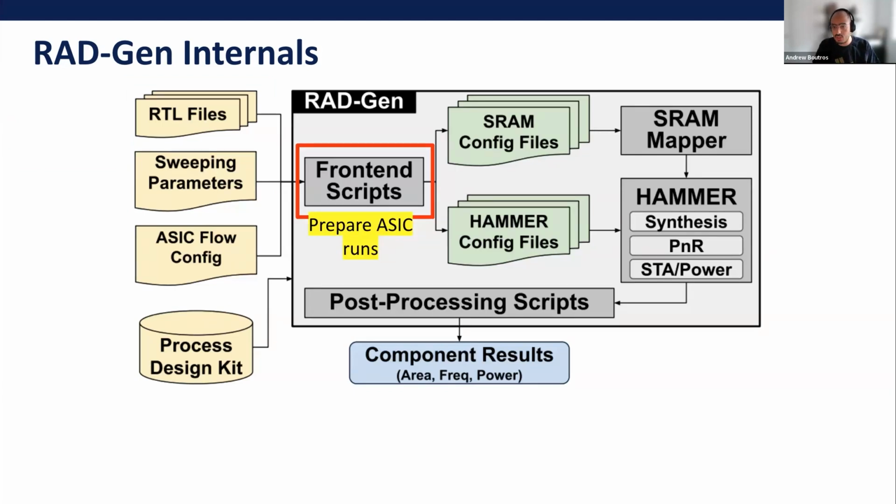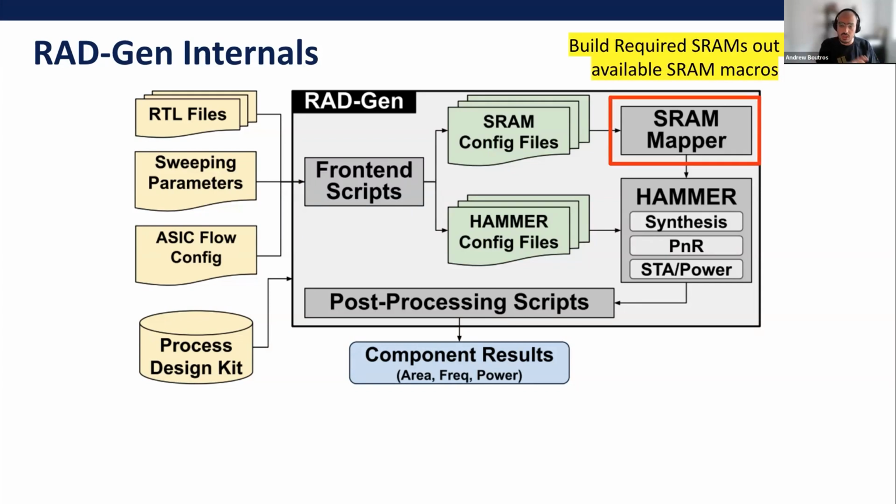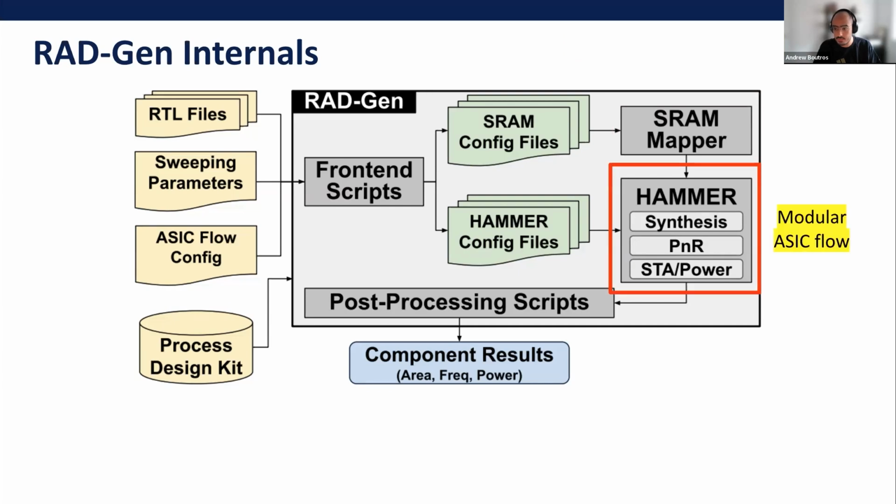And then internally, RAD-Gen is technically a bunch of scripts. So some scripts that prepare the directories and the configurations for all the ASIC runs, and figure out what type of SRAMs you have in your designs. And then internally, we build an SRAM mapper, and the whole target of this SRAM mapper is that if you have a PDK that has a few SRAM macros in it, and you have SRAMs in your design that are of different sizes or dimensions, it tries to map those dimensions to those macros and stitch them together using external logic in order to be able to give a pessimistic estimate of this SRAM cost.